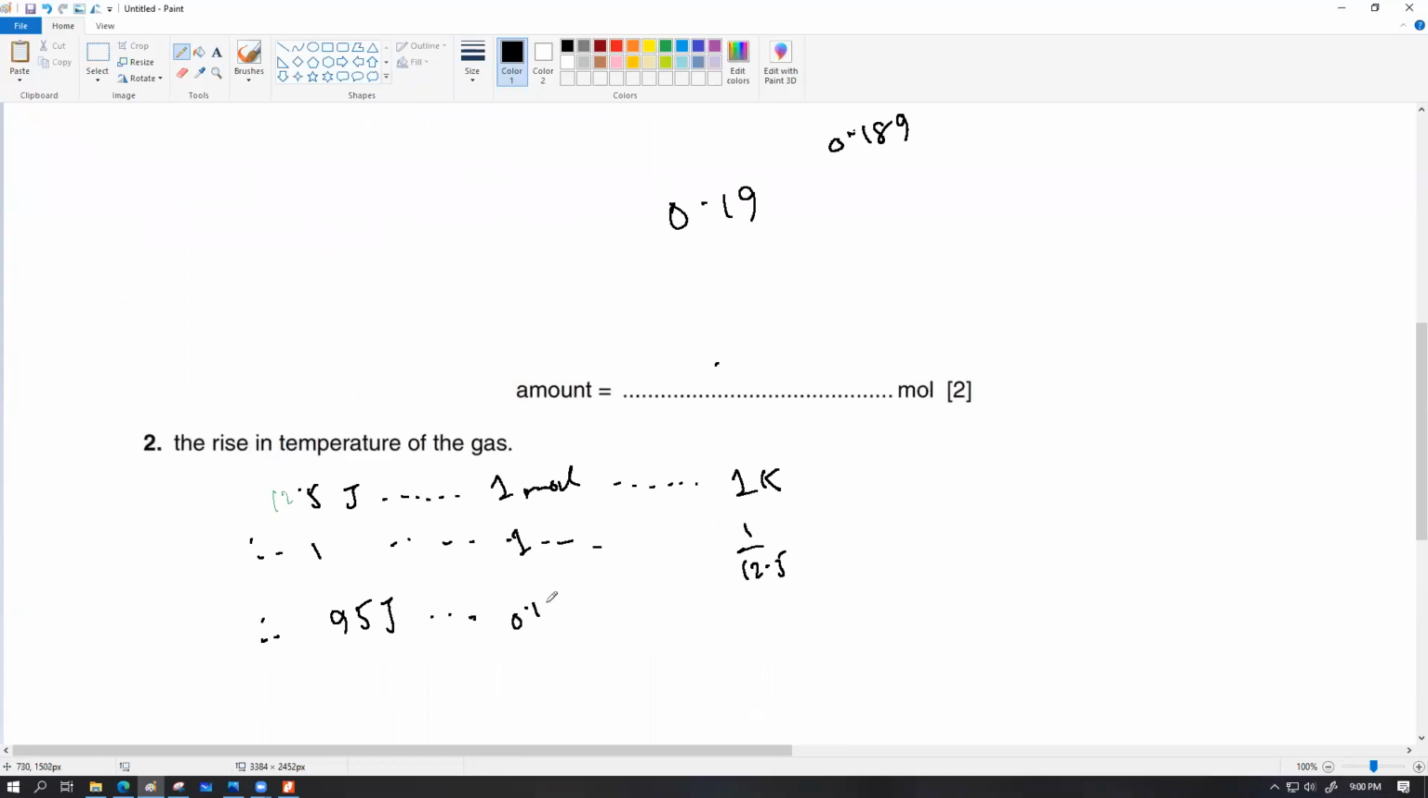So if your mole number is going to get reduced, so 0.189, apply a bit of logic here. For 1 mole, this much energy will increase the temperature by 1 Kelvin. If you have a gas that is even less, if you apply energy, should your temperature increase be more or less for fewer moles of gas?